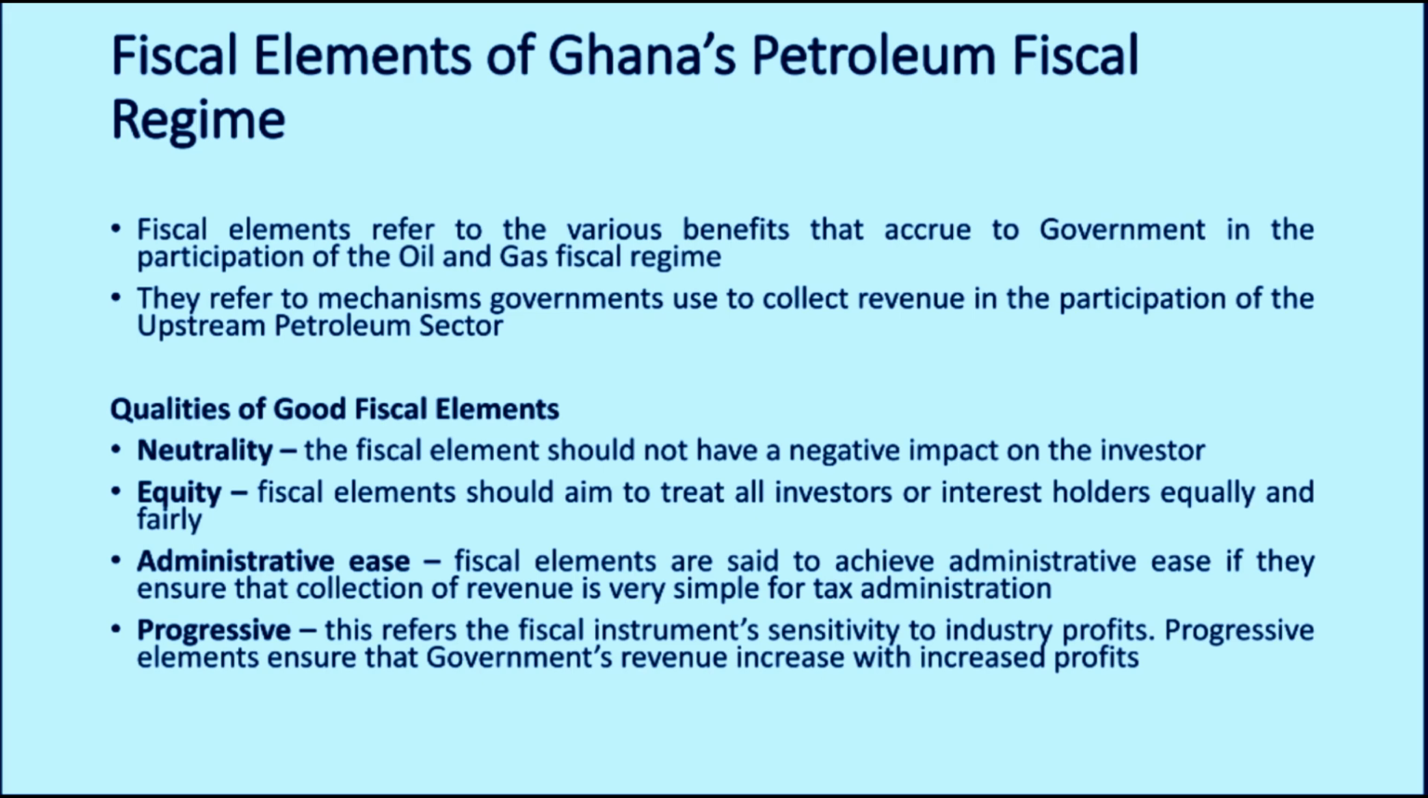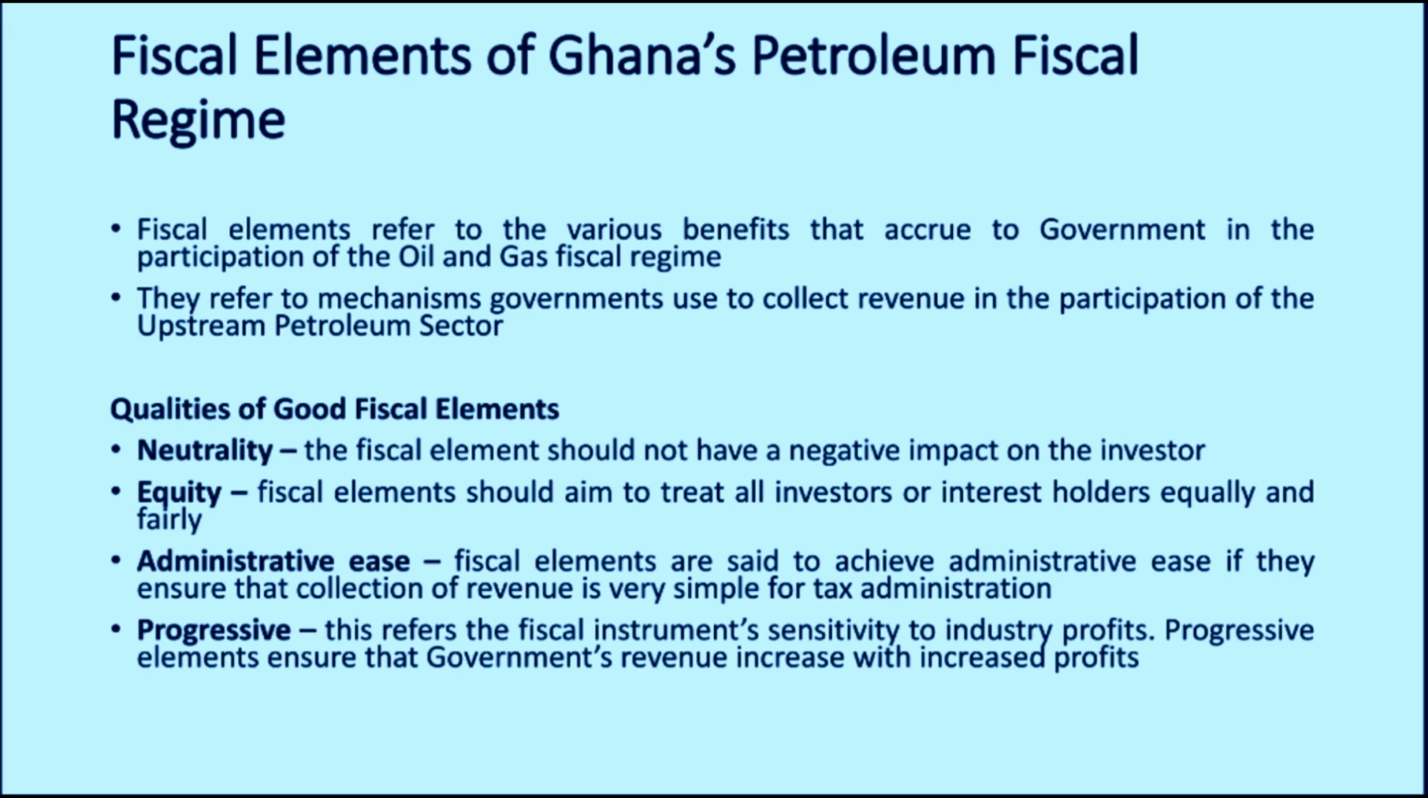Now, there should be administrative ease. Fiscal elements are said to achieve administrative ease if they ensure that the collection of revenue is very simple for tax administration. And they should also be progressive. Progressivity means the fiscal instrument's sensitivity to industry profits. Are you getting it? To ensure that government revenue increases when profits, or profits of contractors, also increase. So it follows the progressive nature of profits and taxes.